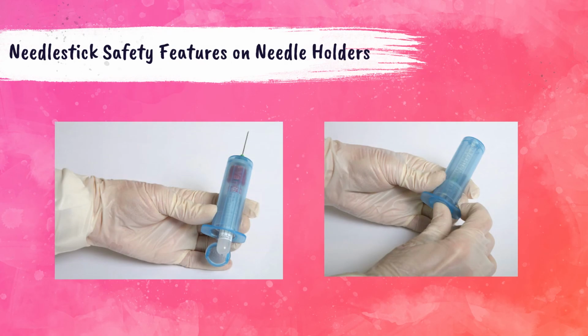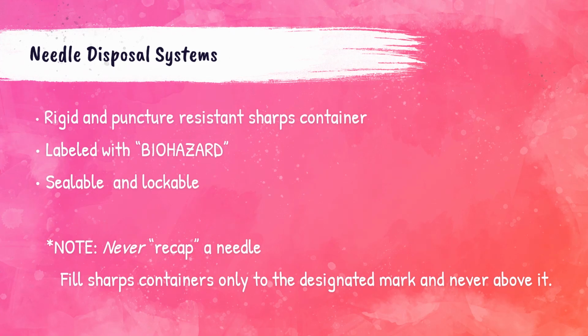Here are two additional types of holders with safety devices. A sharps container is a rigid, puncture-resistant, sealable, and lockable container labeled with the word biohazard on it. This is what we use for a needle disposal system. These containers must never be filled above the designated mark. Remember, you should never recap a needle. Use the safety device to cover the needles to prevent needle sticks.